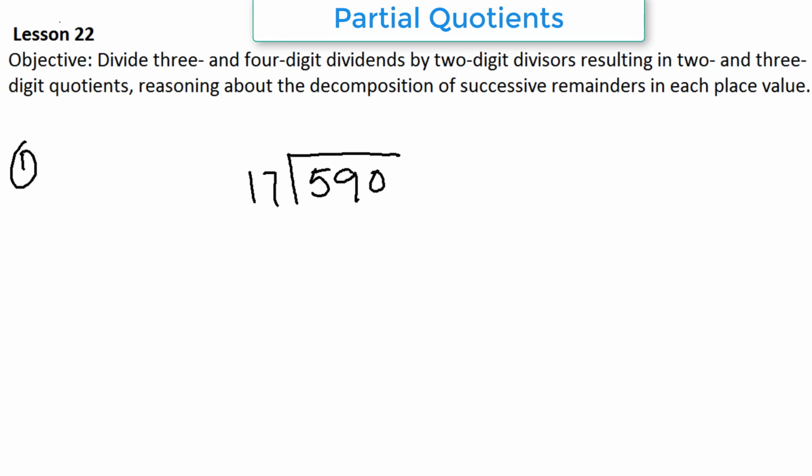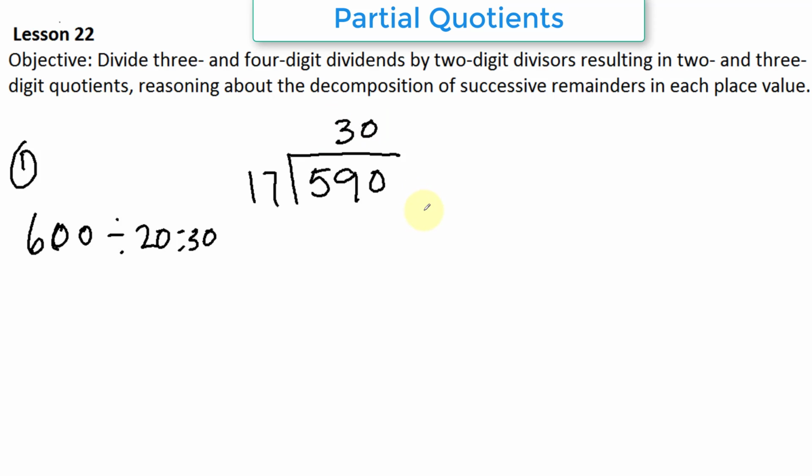Okay, today we're going to continue our dividing, this time dividing 3- and 4-digit dividends by 2-digit divisors, resulting in 2- and 3-digit quotients. In this lesson, though, we are going to use partial quotients as our method for solution. So the first thing we want to look at is, again, estimating. So 590, we're going to have 600 divided by 20, since 600 is a multiple of 20, which is going to equal 30. So we're going to start with 30.